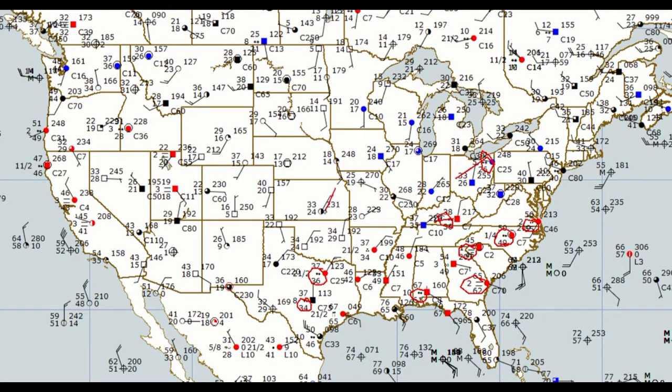Then these wind barbs come from the wind direction, and each one of these notches is, the long notch is 10 knots, the short notch is 5 knots. So if we get two long notches, that's about 20 knots of wind. Then one long, one short is about 15 knots of wind. So that gives you an idea of the wind speed, and then what direction the wind is flowing.